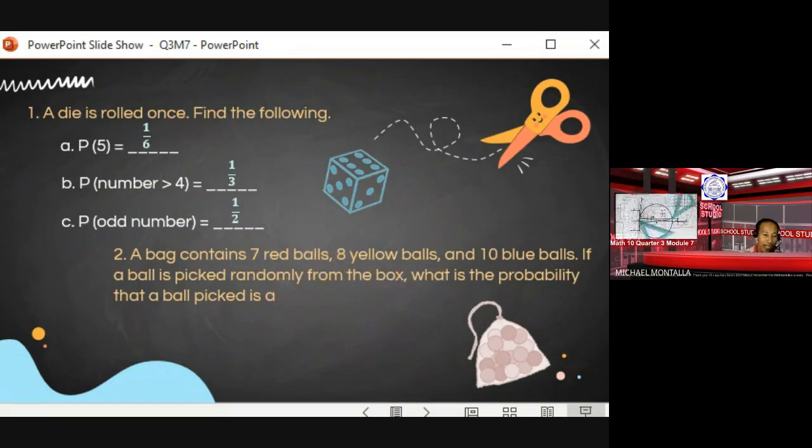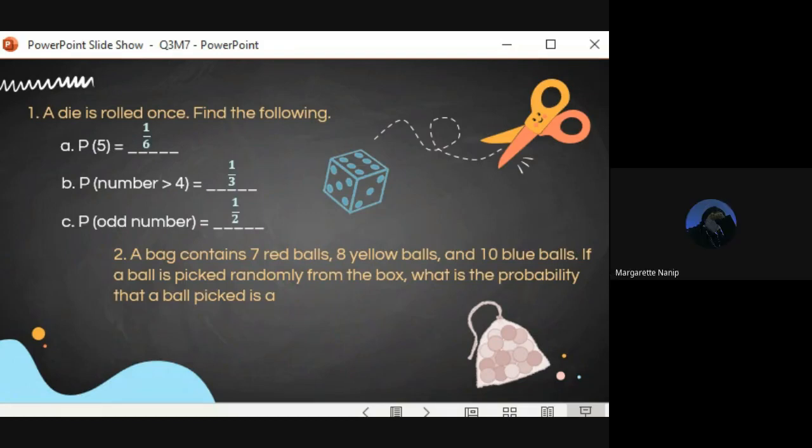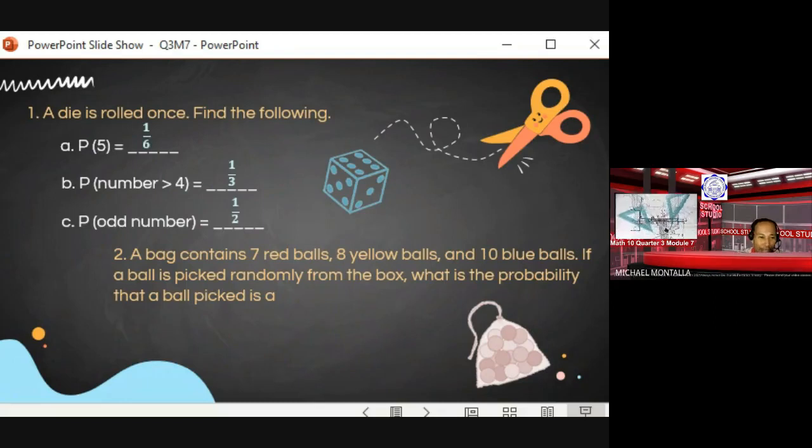Ang point ko dito, bago ka sumagot, sa ganitong problem, isipin mo muna yung total, yung pang-denominator. Okay? Kasi probability ka eh. So, kailangan may pang-denominator. Ano ba yung number na ilalagay mo mamaya sa denominator? Sige nga, Julian, kaya mo yan. 25 po. Very good. Okay, you got it correctly. So, 7 plus 8 plus 10, the answer is 25.